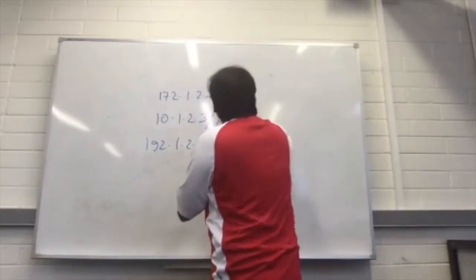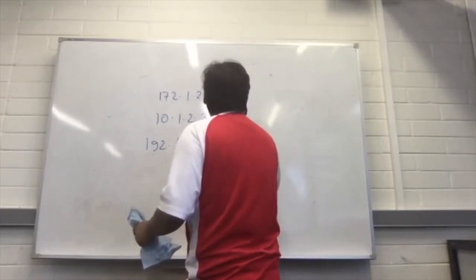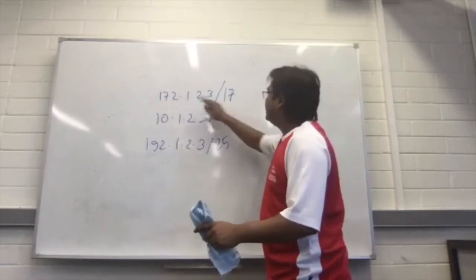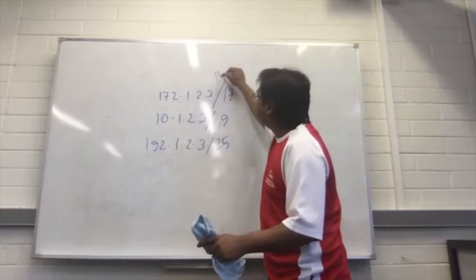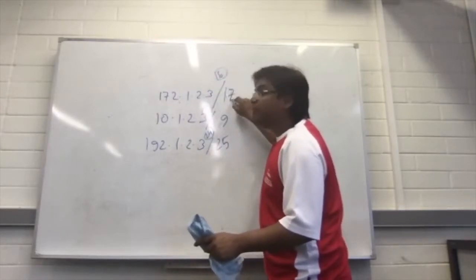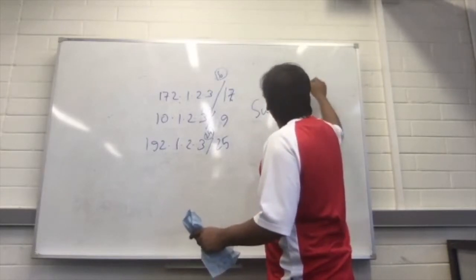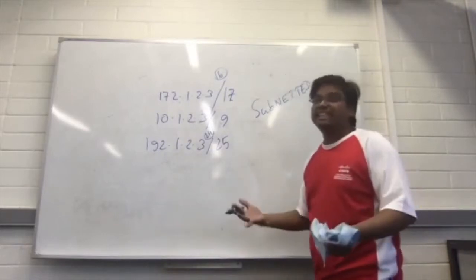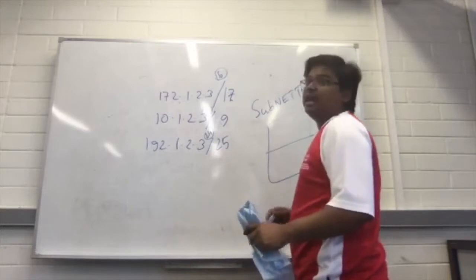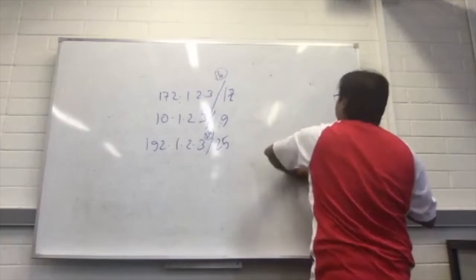But if we change this, 17, 19, 25, anything higher than the default value of that class, 16 is the default value, 8 is the default value, 24 is the default value, higher than that number, we call that network subnetted. Subnetting has happened. Now the big block is divided into two halves or multiple and so on. That's the subnetting. But we'll discuss in chapter 8 in more detail.